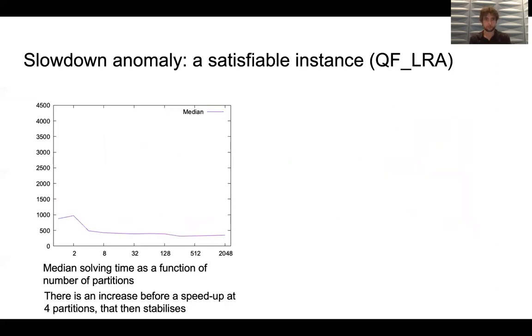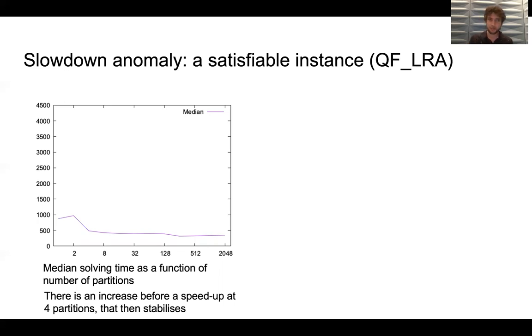So let's have a closer look at 2 of these instances. I first take the satisfiable instance here and plot the median solving time as a function of the number of partitions that I create. We can see, as in the previous picture, that when you partition it into 2, the instance actually got a little bit more difficult. So you can see here the increase before the speed up. The speed up happens at 4 partitions, and then the situation slowly goes down, but it's kind of stable after that.